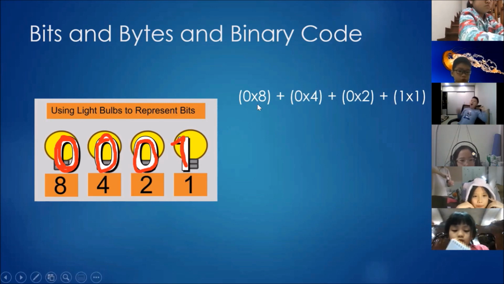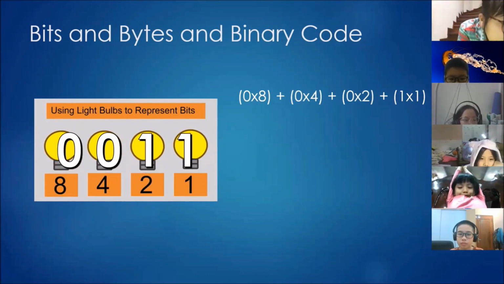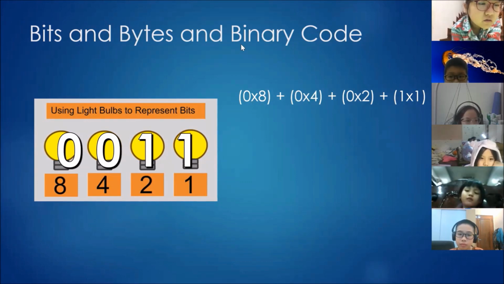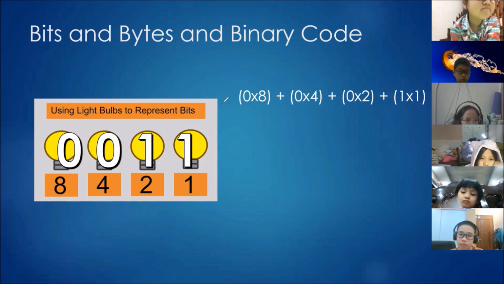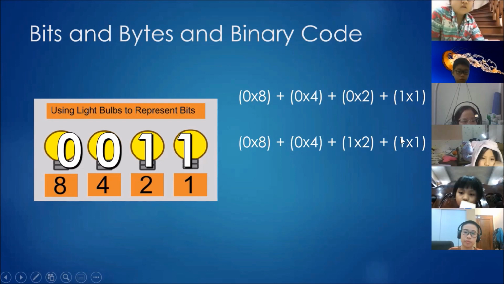So this is the maths version. We've got 0 8s plus 0 4s plus 0 2s plus 1 times 1, which is 1. Okay, so a little bit of binary code here is 0 0 1 1. What number does that represent? 3. Good. So do we have any 8s? No. Do we have any 4s? No. Do we have a 2? Yes. And do we have a 1? Yes. Wonderful. So yes, that's quite right. 1 times 2 is 2 plus 1 times 1 is 1. 2 plus 1 is 3.